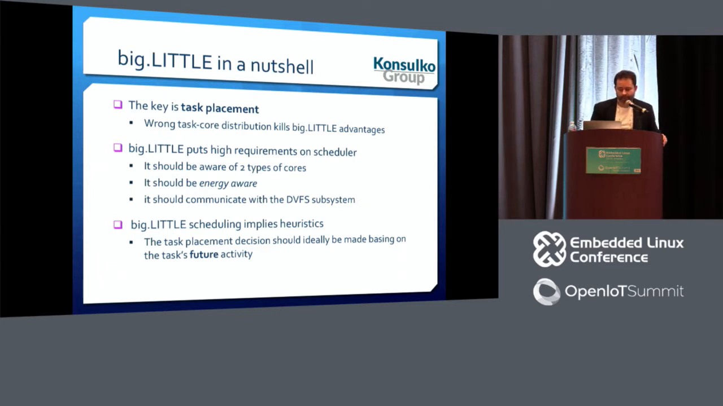So if we take big.LITTLE in a nutshell, the key, once again, is task placement. This is the key for high peak performance with low mean power, because wrong distribution of tasks between the cores will most likely kill the big.LITTLE advantages. So, with that said, big.LITTLE puts high requirements on the scheduler, because the scheduler should be aware that there are two types of cores, and the power consumption and the performance of the cores are different. So the scheduler should be energy aware, and it should communicate with the dynamic voltage and frequency scaling subsystem.